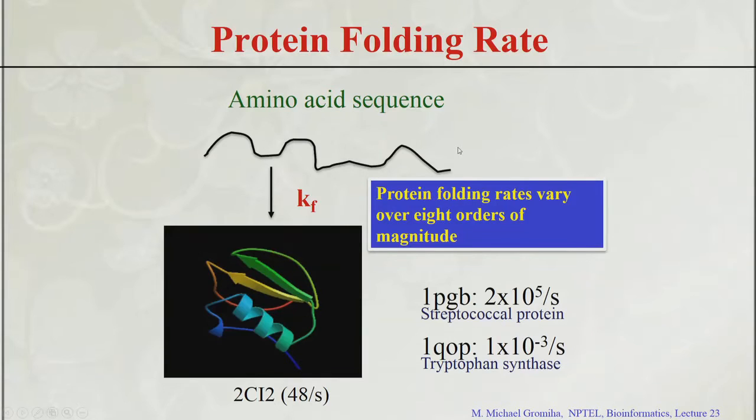Here is an example. This is an amino acid sequence, and it takes time to fold into a specific 3D structure. These folding rates vary over 8 orders of magnitude; you can see proteins fold from microseconds to an hour. Here are two examples. One is a streptococcal protein, where the rate is 2 times 10 to the power 5 per second. This is very fast folding. And if you see tryptophan synthase, it is very slow folding. It takes 1 times 10 to the power minus 3 per second.